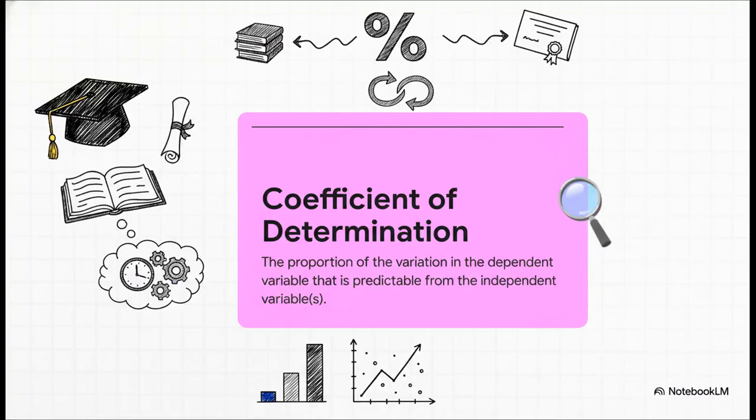Now, the official definition might sound a little academic, but trust me, the idea is really simple. The dependent variable is just the thing you're trying to explain or predict. Let's say a student's final grade. The independent variable is the thing you think is doing the explaining, like, say, the number of hours they studied. R² just tells you what percentage of those final grades can be explained by all that study time.